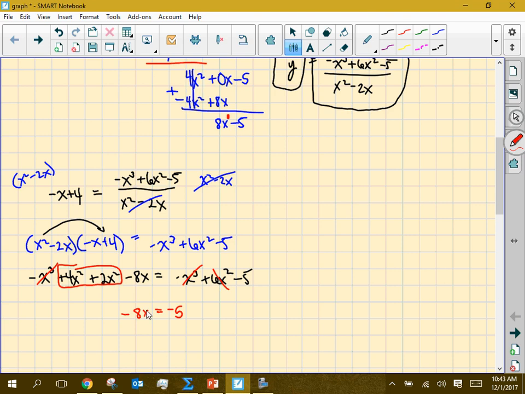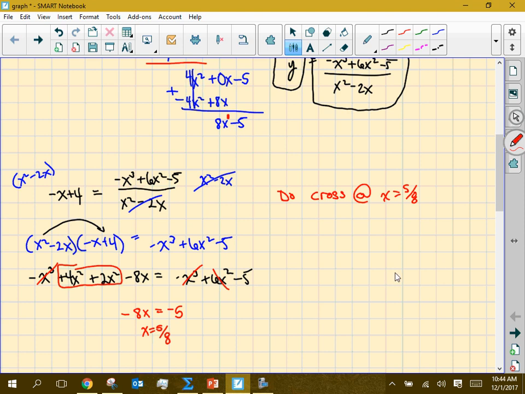Well, if this was some quadratic here, I still want to solve for x. And how do I solve quadratics for x? I use factoring tools, factoring techniques. At this stage, I'm solving for x, divide both sides by -8. I get x to be 5/8. So it tells me that I do cross my slant asymptote. I do cross, and it's at x equals 5/8.